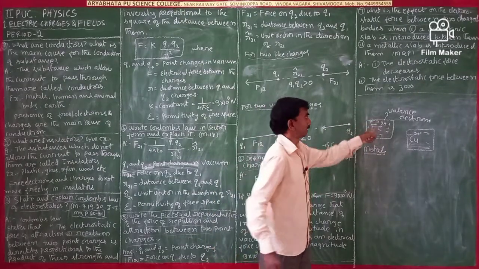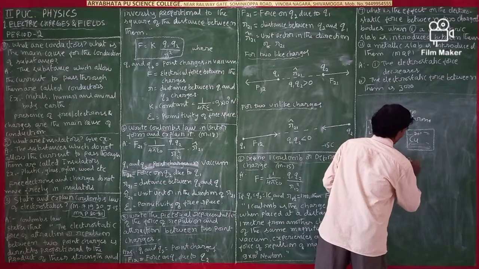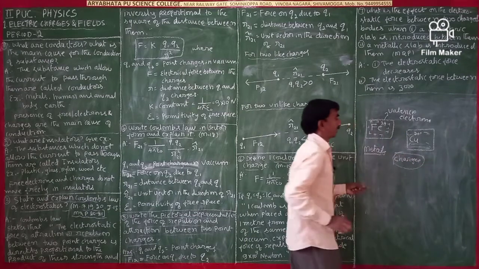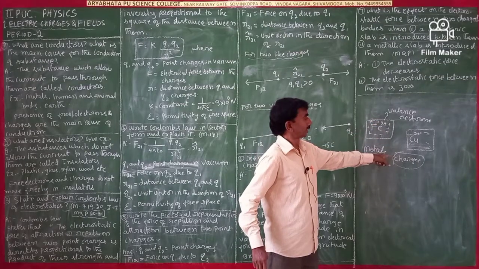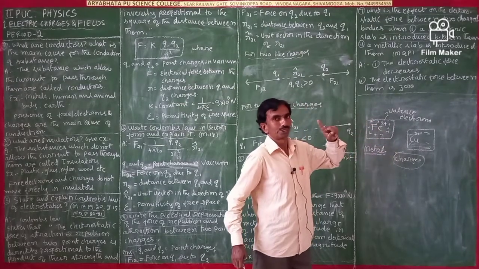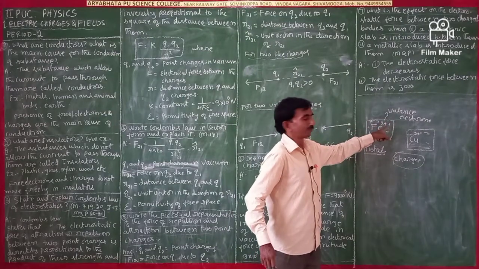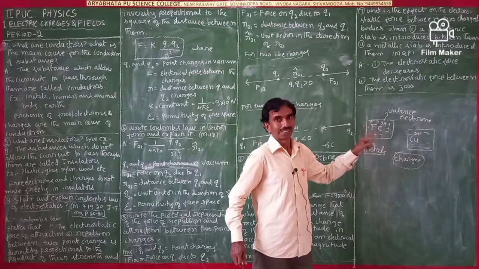Electrons mean charges. A number of electrons becomes a charge. So charge means a group of electrons, and the movement of free electrons in metals is the main cause for conduction.